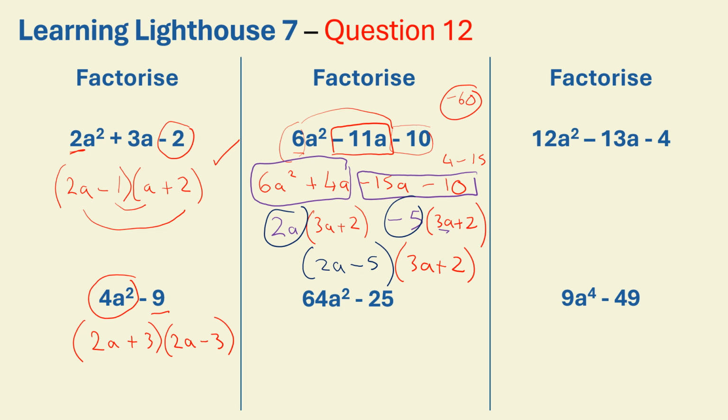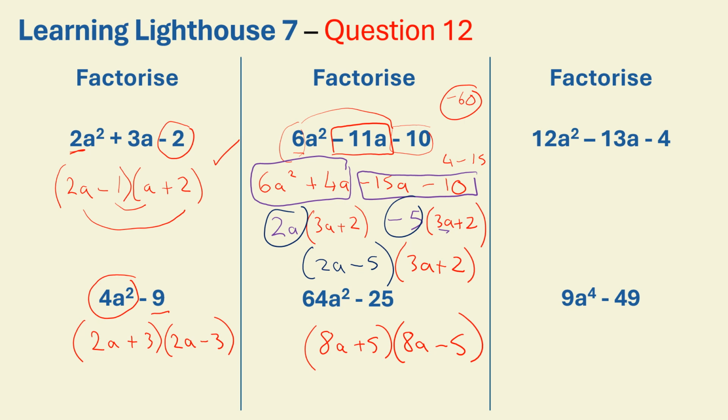A lot more simple. This is obviously a difference of 2 squares. Square root of 64 is 8, square root of a squared is a, square root of 25 is 5, so we've got 8a plus 5 and 8a minus 5. Press pause and try the trickiest, column 3.